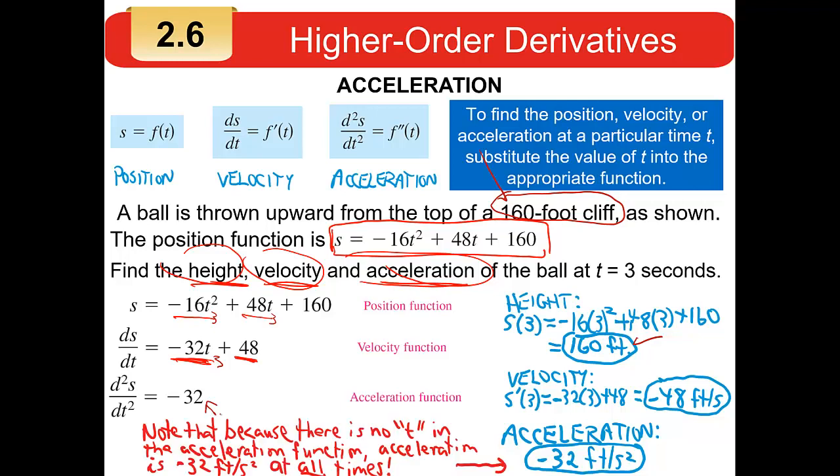And because there's no t in the acceleration function, that just means the acceleration is the same all the time. So at 3 seconds, the acceleration is negative 32, but at 4 seconds it is as well, and at 1 second it is. And I say at all times. Well, it's true until it hits the ground. Obviously, after it hits the ground, it's not accelerating anymore. But at all times, up until the point it hits the ground, the acceleration is negative 32. There's really nothing to plug in because there's no t in the expression for acceleration.